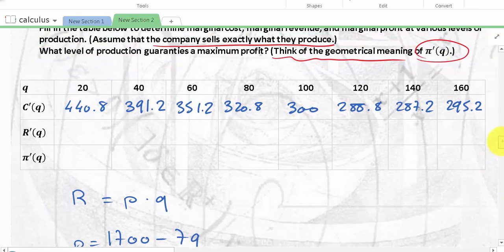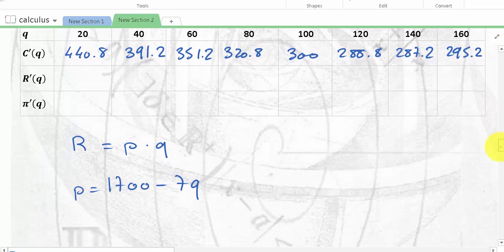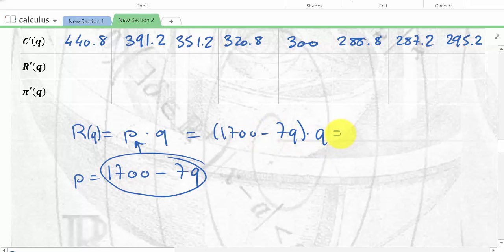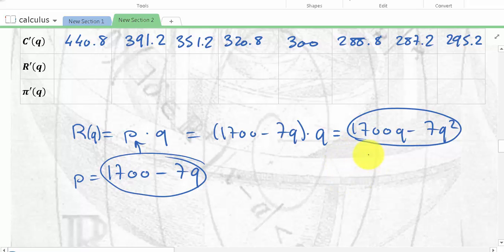So what are we going to do with this? Well, we plug this expression of P into the revenue to have R as a function of Q, right? It's 1700 minus 7Q times Q, which is 1700Q minus 7Q squared. And so now I'm going to plug this into Y1, and I will have my marginal revenue by looking at the output of Y2. Okay, so let's plug this into Y1.